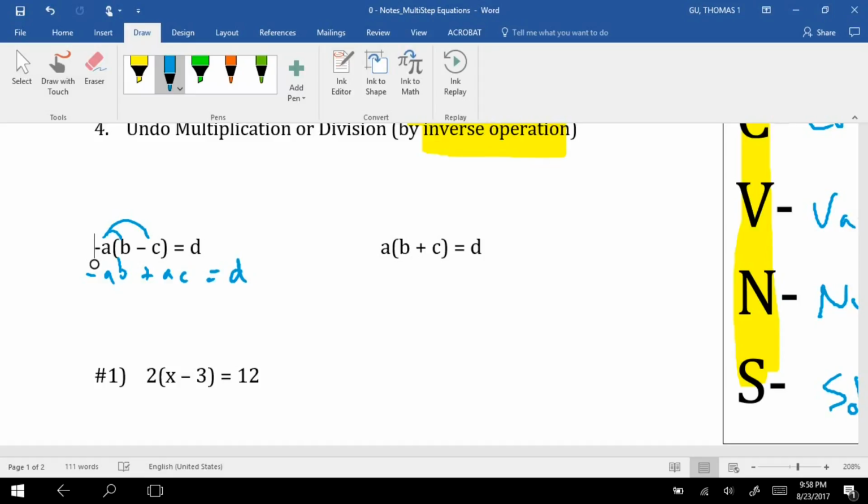And that's all you can do right there. That's all you can do. So you got that negative A on the outside. Negative A times B equals negative AB. And then we have the negative A times negative C turns into a positive AC.